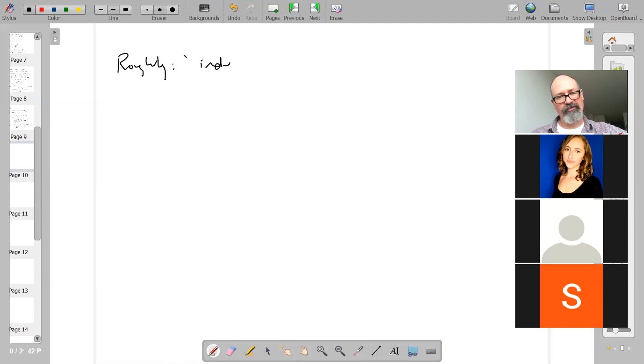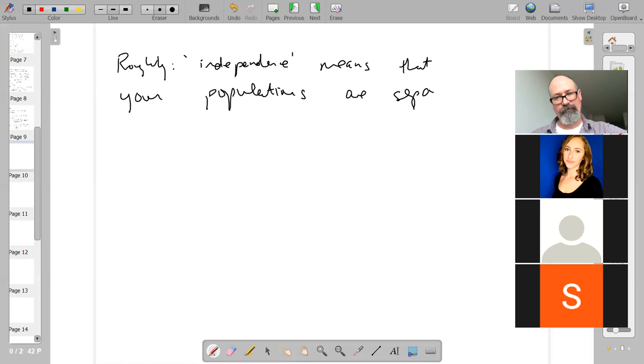independence in this context means that you can't know that your populations are separated in some sense. Knowing information about one population doesn't really tell you anything about the other population. That's generally how you might internalize the idea of independence.